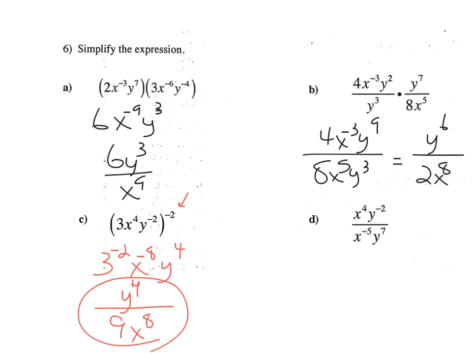And the last one here, look for your bigger x. The bigger x is on the top, so x is going to stay in the numerator. 4 minus negative 5 is 9. Find your y. Your bigger y is in the denominator, so it stays down here. 7 minus negative 2 is 9. And that's it. That's all you do.